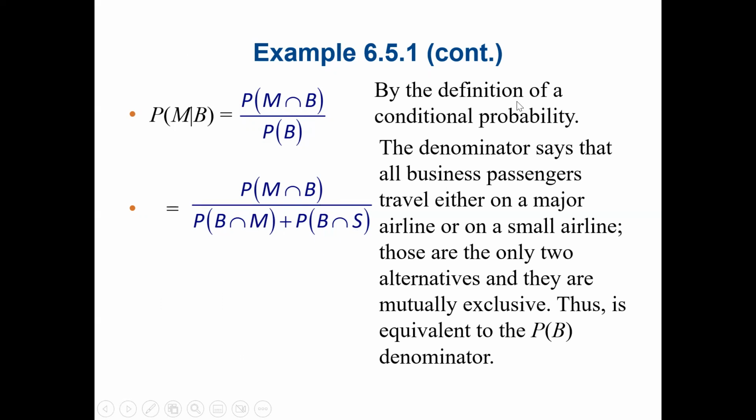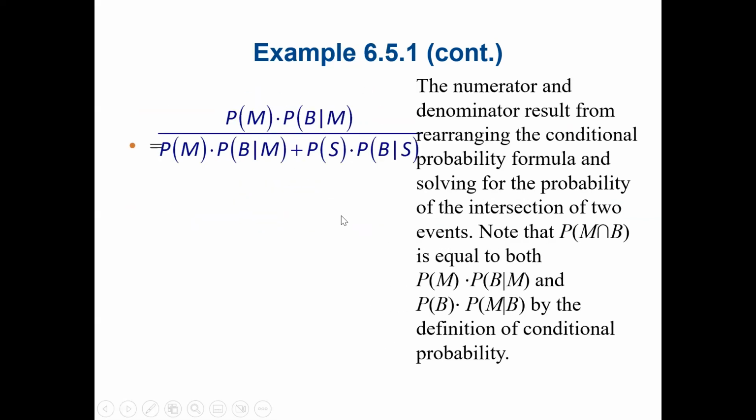And here, by the definition of conditional probability, the denominator says that all business passengers travel either on a major airline or a small airline. Those are the only two alternatives and they are mutually exclusive. One passenger cannot go on both a major and a small airline at the same time. So the probability of B is the same as the probability of B and M plus the probability of B and S. Again, M represents the major airline and S represents the small airline. And that will lead us to the concept of Bayes.